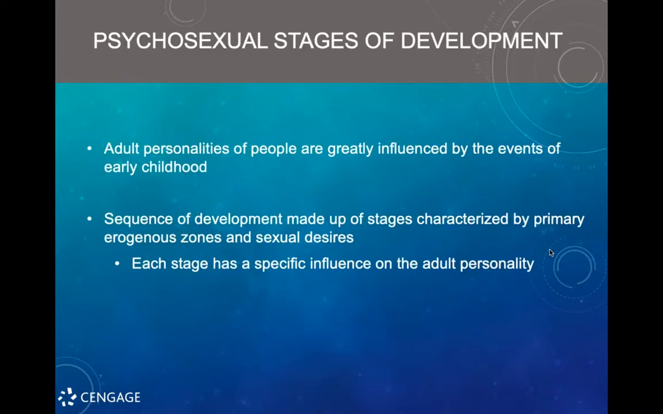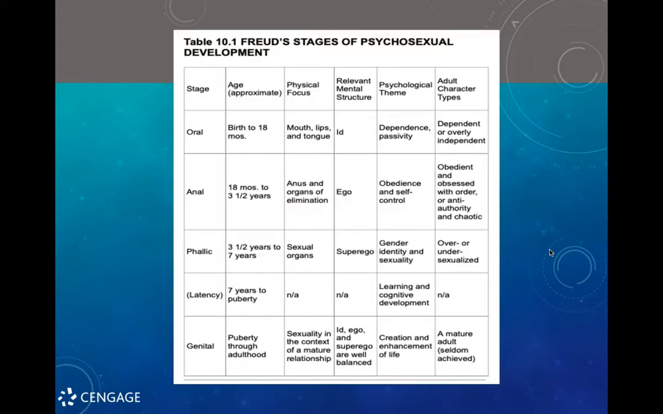And the next thing we're going to talk about is psychosexual stages of development. So Freud also proposed this. He said that adult personalities of people are greatly influenced by the events of early childhood, and the sequence of development is made up of stages characterized by primary erogenous zones and sexual desires. So as people are growing up, they have these stages of growth, and each stage has specific influence on the adult personality. And so he divided the stages of development into oral, anal, phallic, latency, and genital.